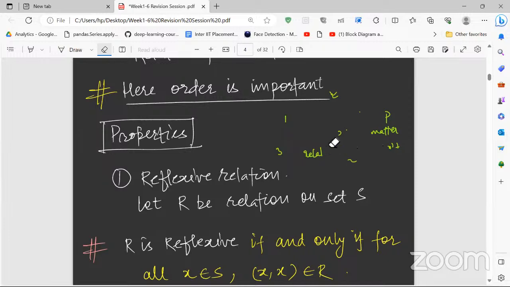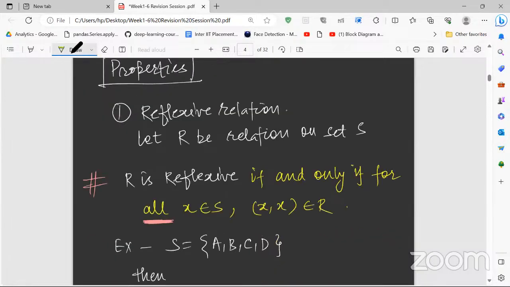Let's come to the three important properties of a relation. The first important property is the reflexive property, the reflexive relation. How do you define that? Let R be a relation on some set S. So S has been given, and relation R is a relation on some non-empty set S.